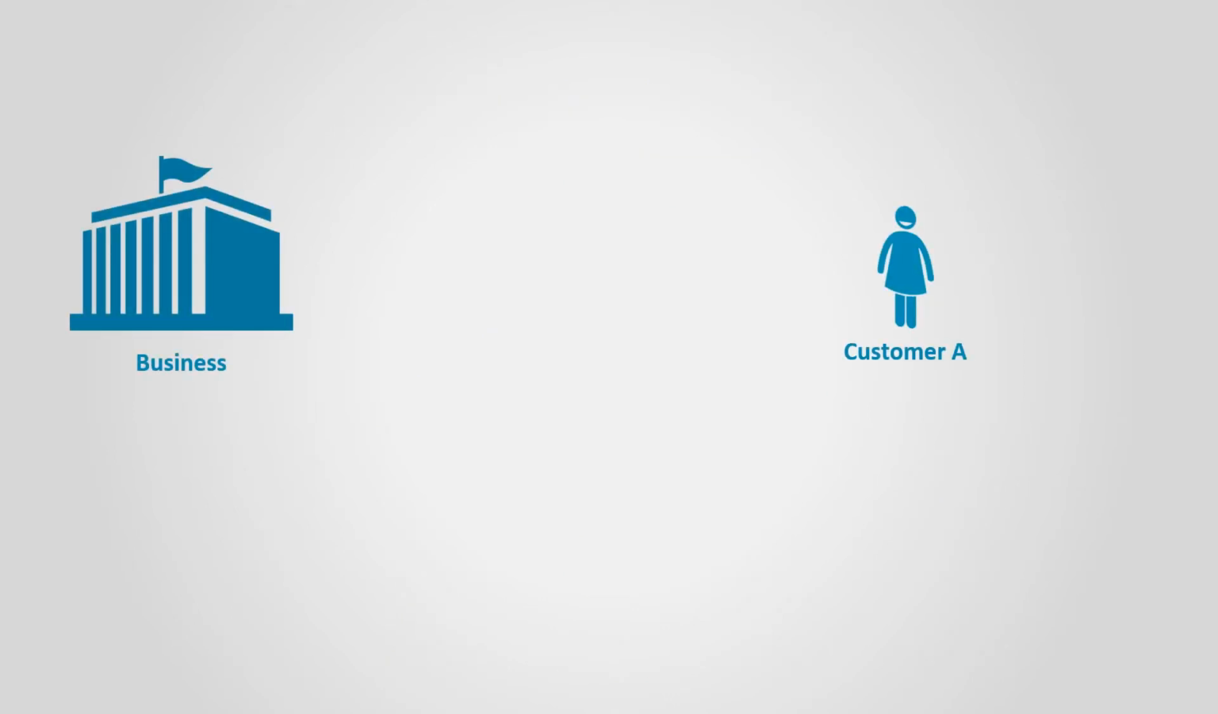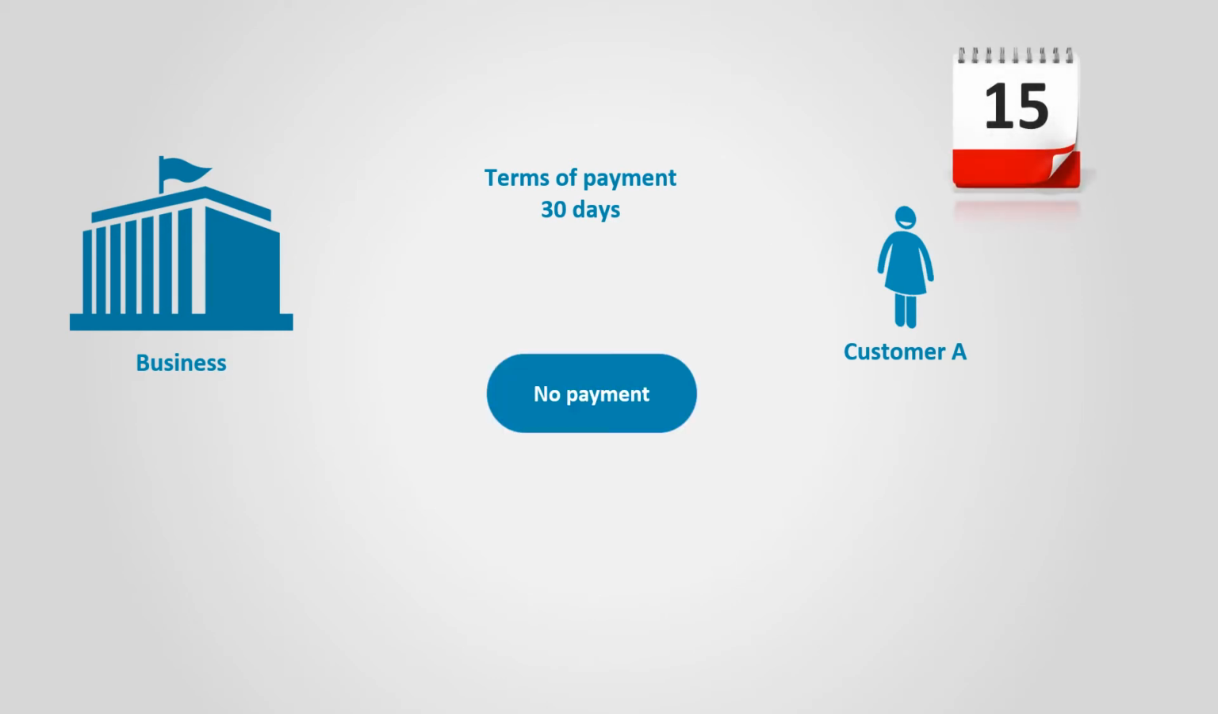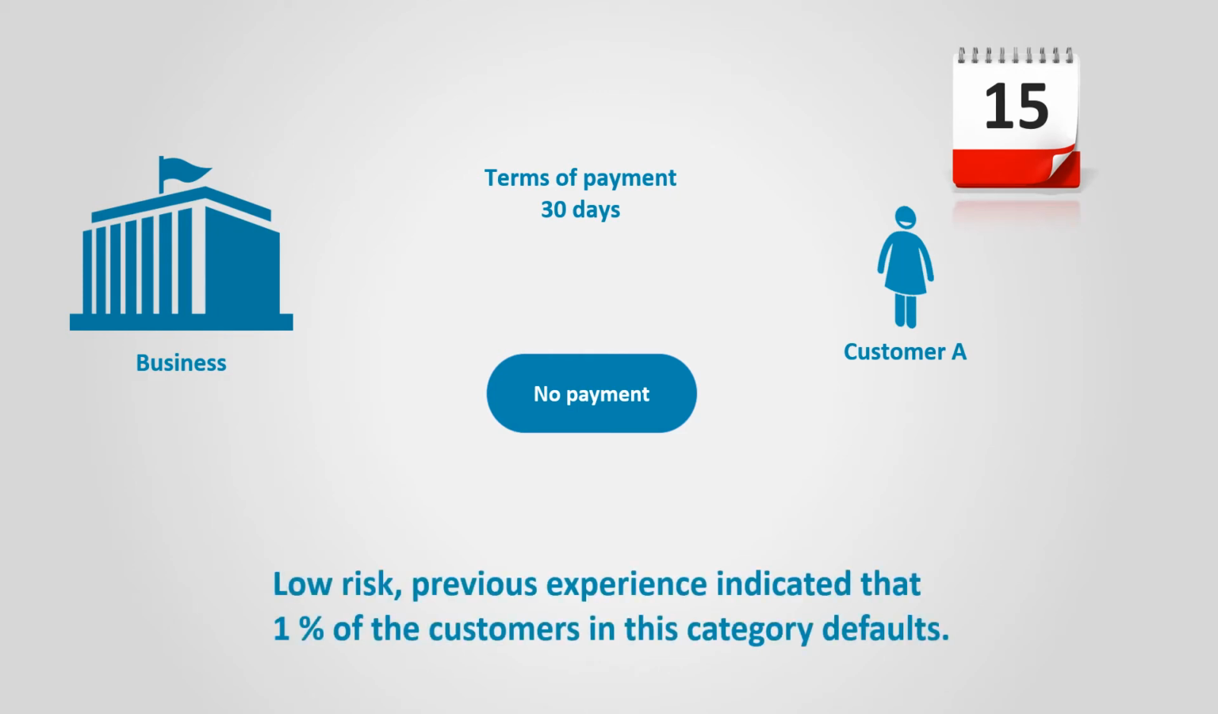Let's illustrate. Assume that the company sold goods to customers with terms of payment within 30 days. At the end of the accounting period, only 15 days passed since that sale. The customer is not supposed to pay yet. Previous experience indicated that only 1% in the category that falls within the due date defaults.